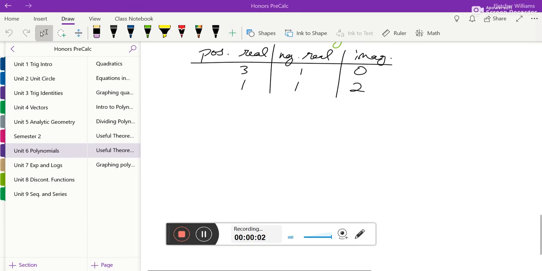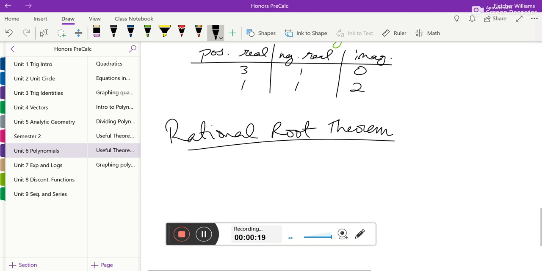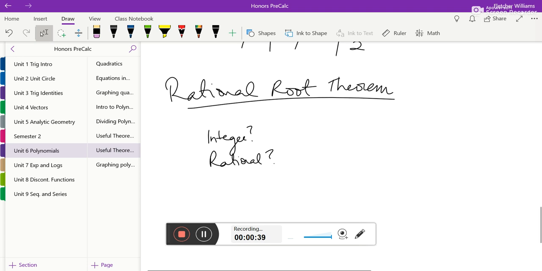Okay, so in this video we're going to add on to the other theorems that we've learned, and we're going to talk about something called the Rational Root Theorem. I'll give you the theorem itself in just a minute, but before I do that, you just need to remember for yourself, what is the difference between an integer, what's a rational number, and even good to consider what is a real number.